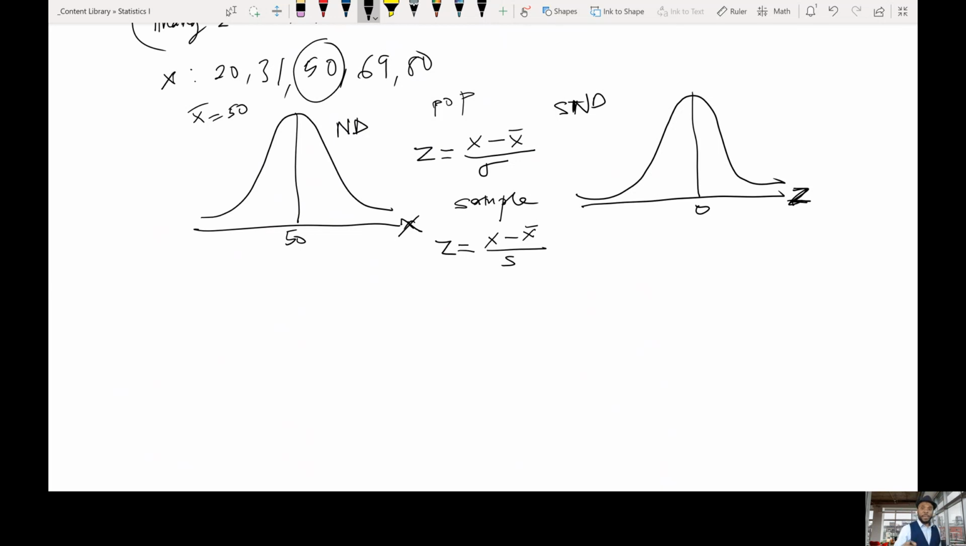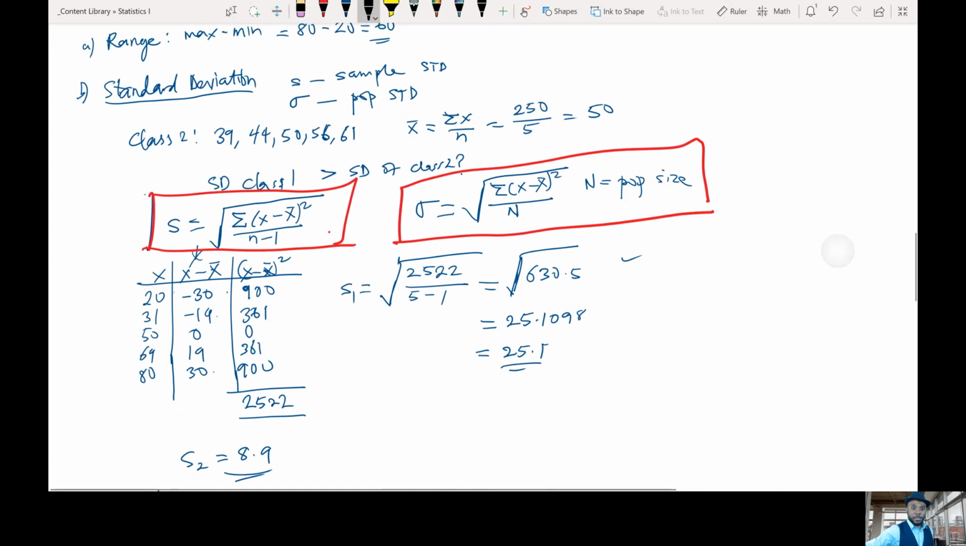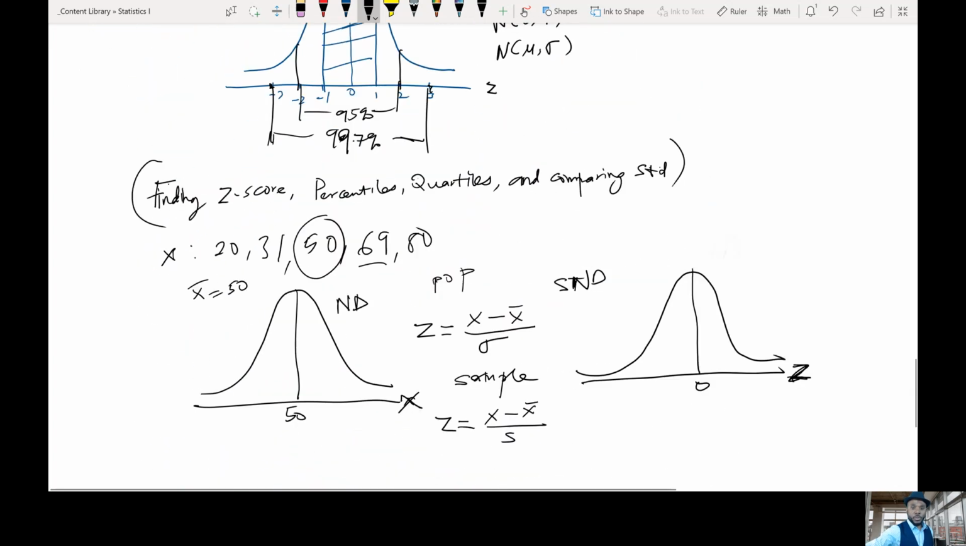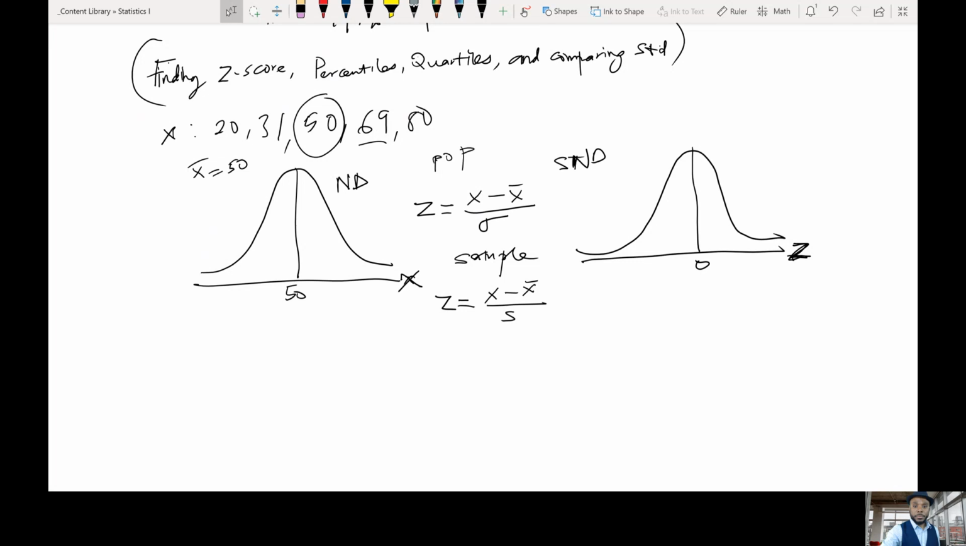Now, if I ask the question, how many standard deviations is the score 69 from the mean? We know that the mean is 50, and we want to know how many standard deviations 69 is away from the mean. If you recall, for this set of numbers we found the standard deviation to be 25.1. So one standard deviation was 25.1, so s is 25.1.